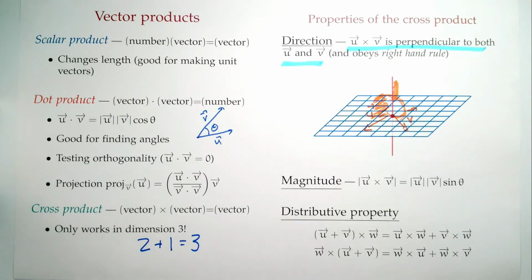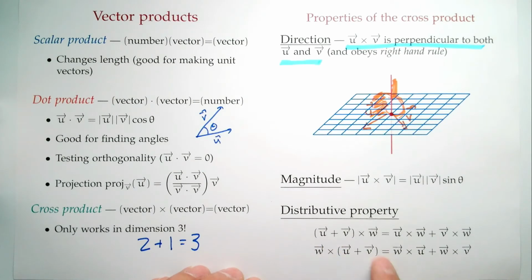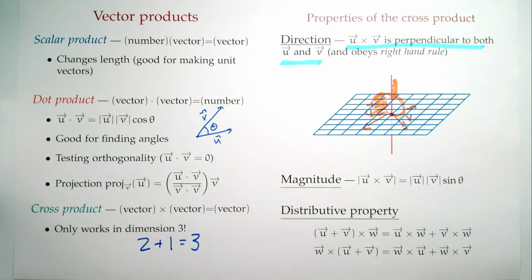It should be able to distribute. So in other words, we want to be able to expand. Which is to say that if I take u plus v cross w, I can distribute in. So that's u cross w and v cross w. Or if I take w cross u plus v, again, I can distribute in. So that's w cross u plus w cross v. These facts here are enough for us to completely determine what the cross product will be.